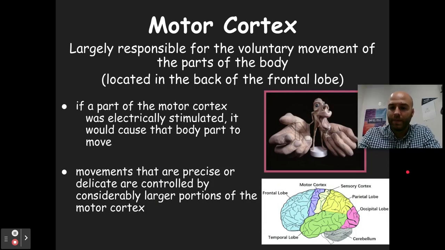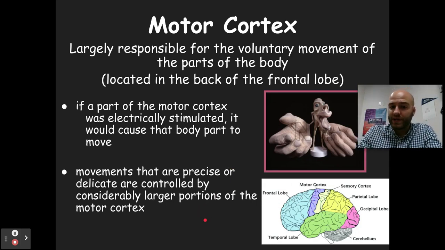Associated with the frontal lobe is something called the motor cortex, and it's largely responsible for the voluntary movement of the parts of our body, right? It's located in the back of the frontal lobe, this area right here. Okay? It's right on the border, the division between the frontal lobe and what's called the parietal lobe, which we'll get to next. Okay? If part of the motor cortex was electrically stimulated, it would cause that part of the body to move. And they've done a lot of research on that, determining which parts of the motor cortex control which parts of the body.